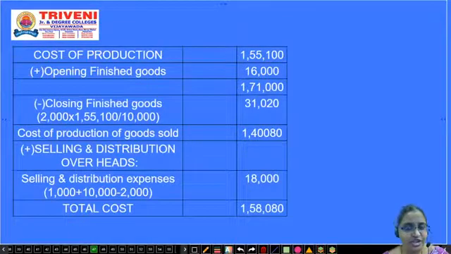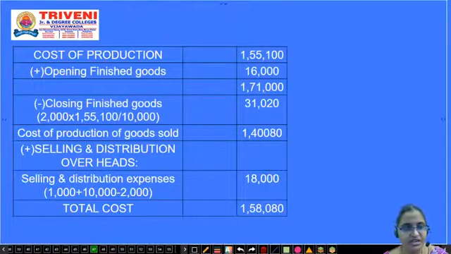Cost of production: works cost plus office and administration overheads. Now you got 1,55,100. It was named as cost of production. At opening, finished goods 16,000. It was given in the problem. The amount was 16,000.